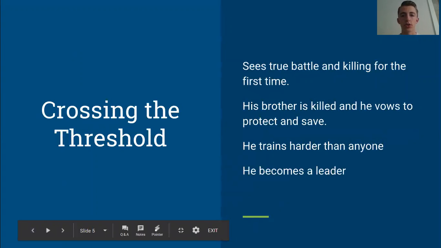For Kaladin, crossing the threshold was when he sees battle for the first time, and killing. And his brother is killed as well. Because of that, he vows to protect and save. In order to do that, he trains harder than anyone else does. He becomes the best with the spear, and he also becomes a leader.